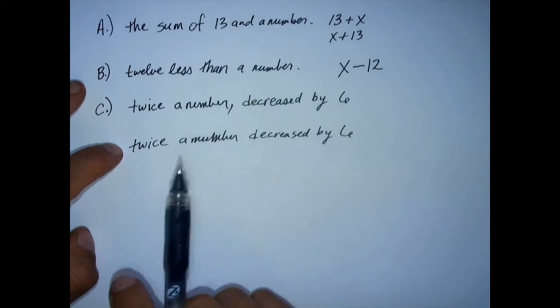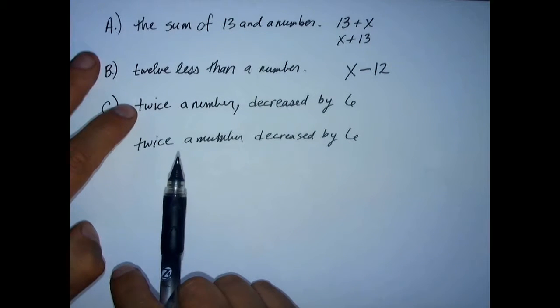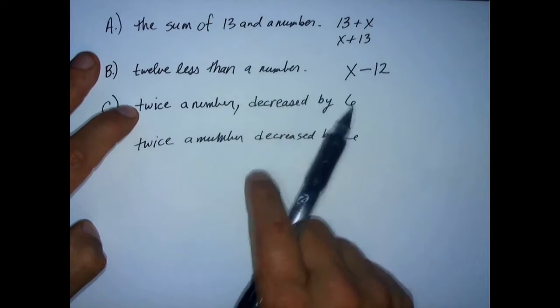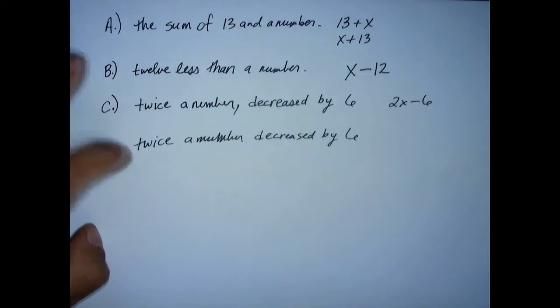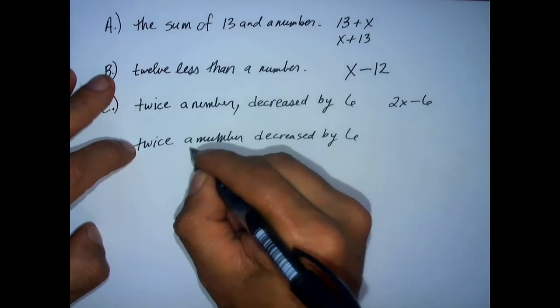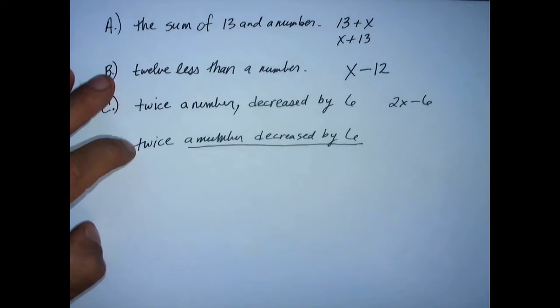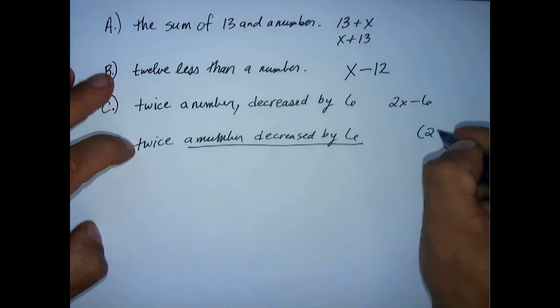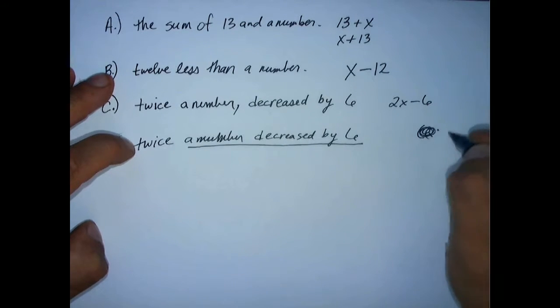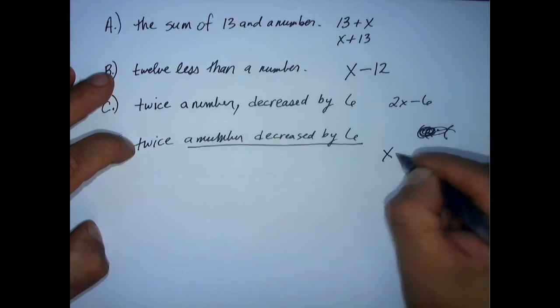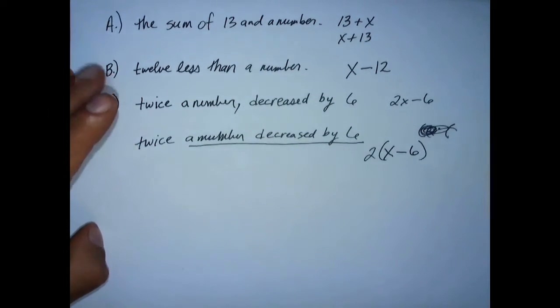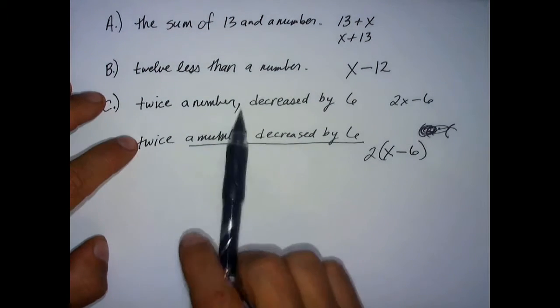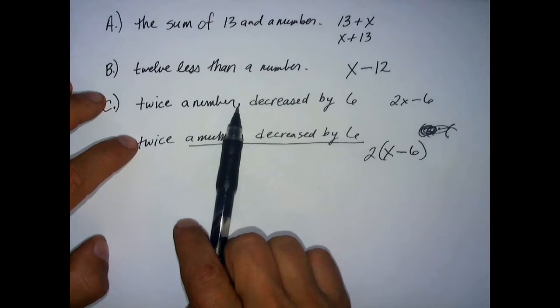You don't just put it there. So that means you're going to take a breath when you reach the comma. Twice a number, comma, decreased by 6 is 2x minus 6. What is this one? Twice a number decreased by 6, that means you're going to do a number decreased by 6 first. If you do something first, what do you do to it? You put it in parentheses. So you do that first. So if there's a comma, you stop. You take a breath. 2x minus 6.